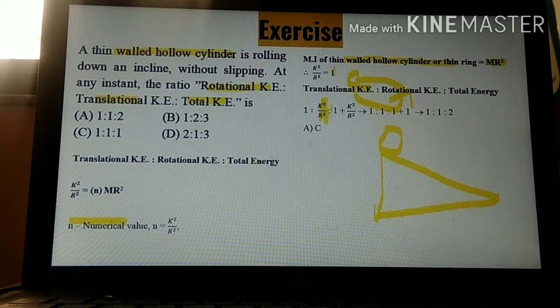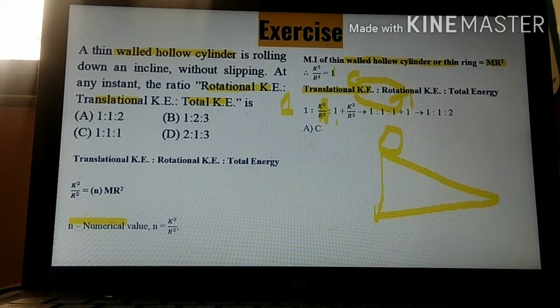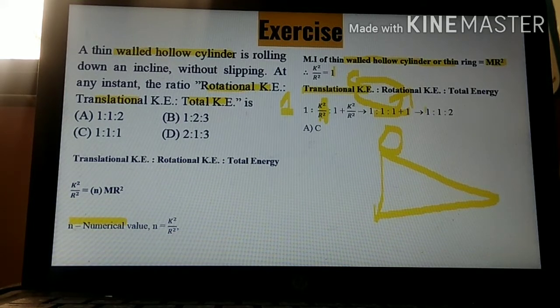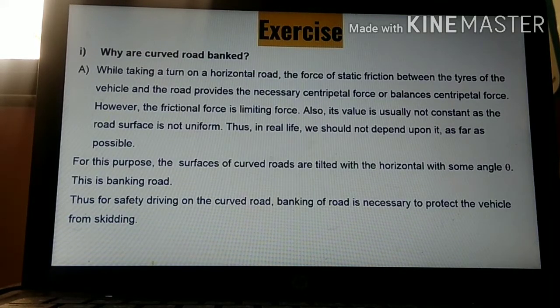Translational kinetic energy will be coming afterwards. The value of translational kinetic energy is 1. And k square upon r square is also 1. Then total kinetic energy, and total energy is what? 1 plus k square upon r square. But what is the value of k square upon r square? It is 1. So 1 plus 1 gives 2. So the final ratio is 1:1:2. So the correct answer is A. Sorry, over here the answer is wrong. The correct answer is A.